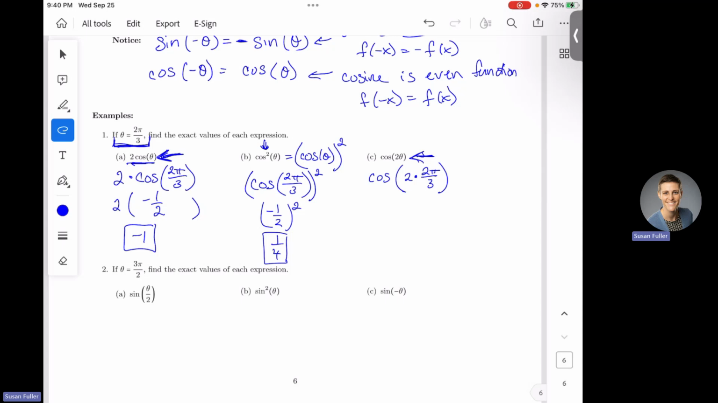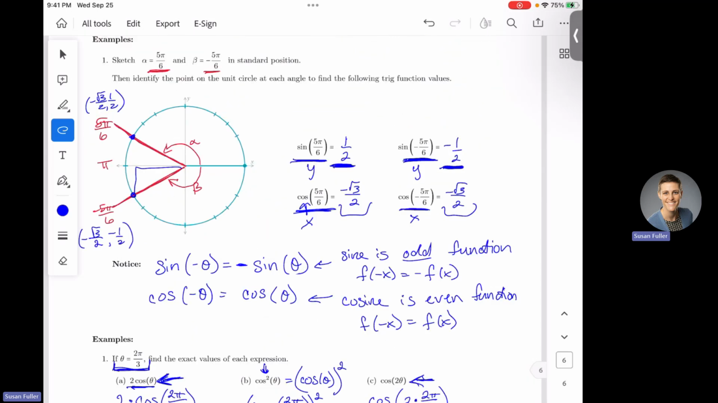Okay, so if I take my angle and multiply it by 2, this is like 2 over 1. So when I multiply across, this means the cosine of 4 pi over 3. This is asking me for what the cosine of 4 pi over 3 is. Okay, so what's the cosine of 4 pi over 3?